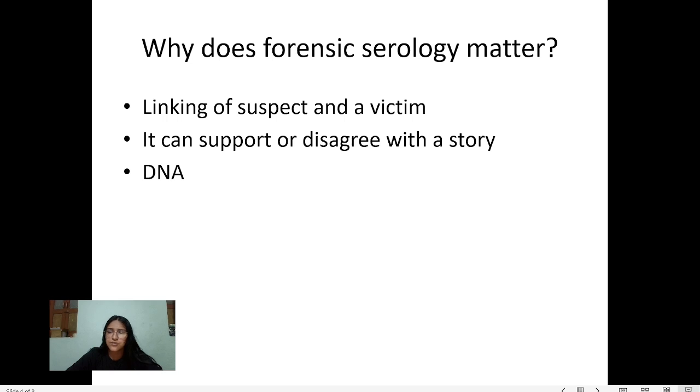It also helps to link a suspect and victim to a place, most probably where a crime has happened, that is the crime scene, or an object, the weapon that the suspect has used or that the victim has been attacked with, or an event which led to the crime, right? These kinds of things we can link with each other. So forensic serology also supports or challenges a story.